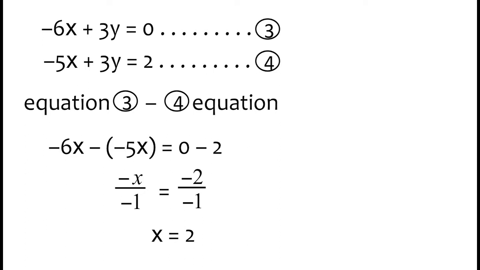If you also come to equation 2, minus 1 multiplied by 5x, you have minus 5x. Minus 1 multiplied by minus 3y, you have plus 3y. And minus 1 multiplied by minus 2, you'll have plus 2, as written below. So I have minus 6x plus 3y equals to 0. I name it equation 3. And minus 5x plus 3y equals to 2. I name it equation 4.